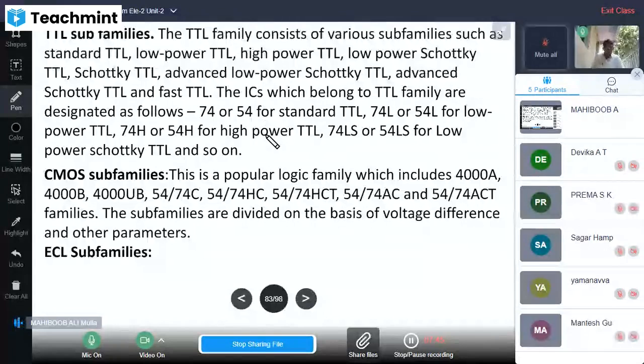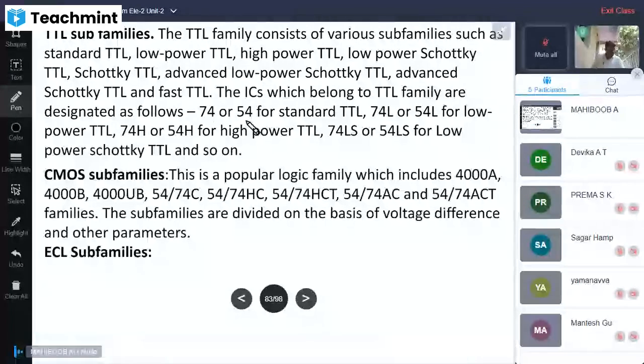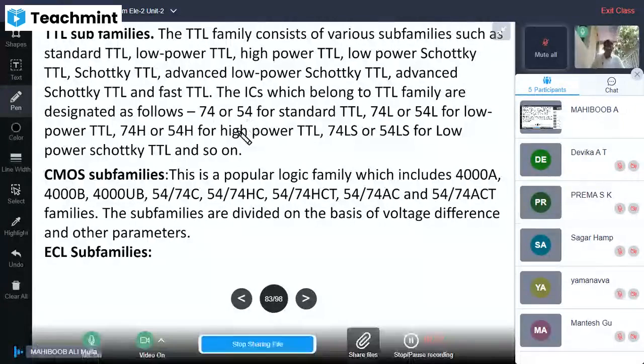Whereas low power TTL, they include 74L, 54L. L is included in between. Then high power TTL, 54H, 74H. Then Schottky. Schottky means a type of diode, Schottky diode. Somewhat the symbol is like a Zener diode. It is fabricated differently with the collector open. So that is called Schottky diode.